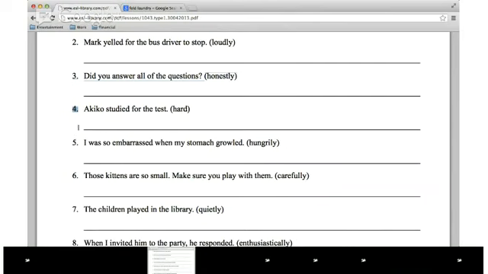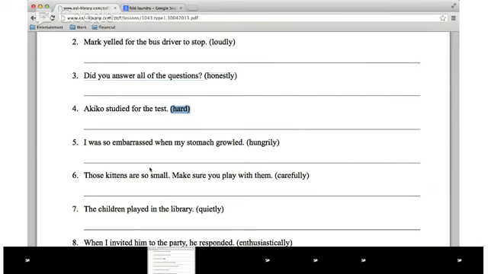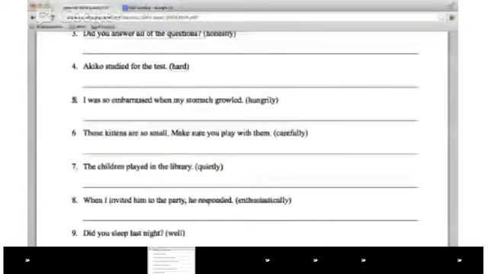Akiko studied hard for the test. Good. Yes. So studied hard. Remember, class, hard is both an adjective and an adverb. So studied hard for the test. Okay. Excellent. How about number 5?